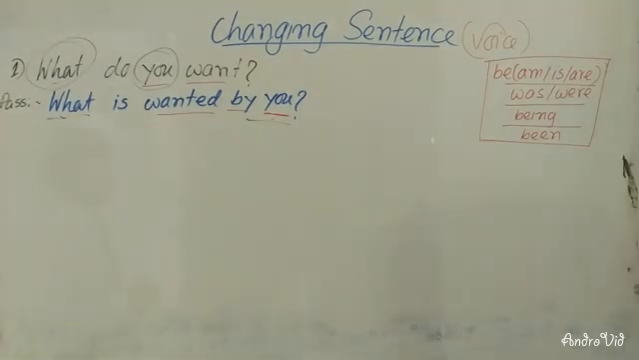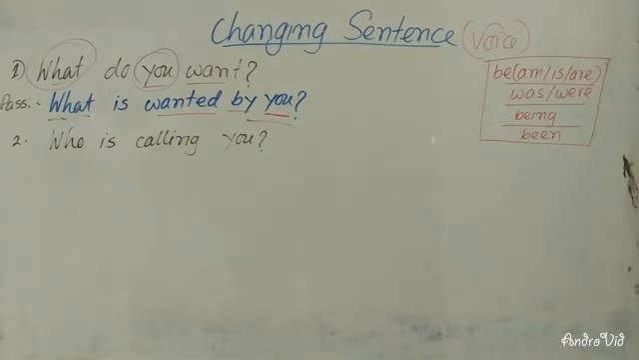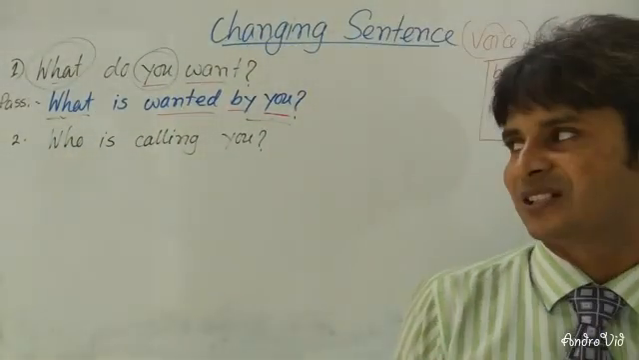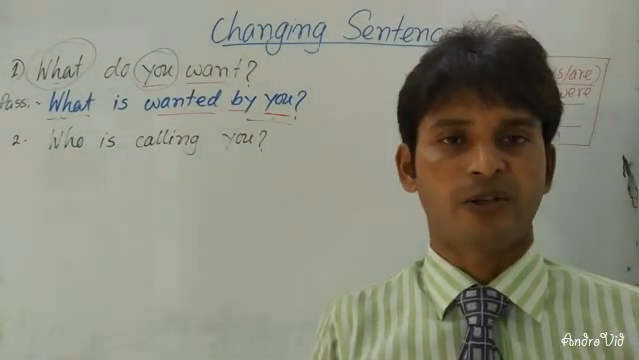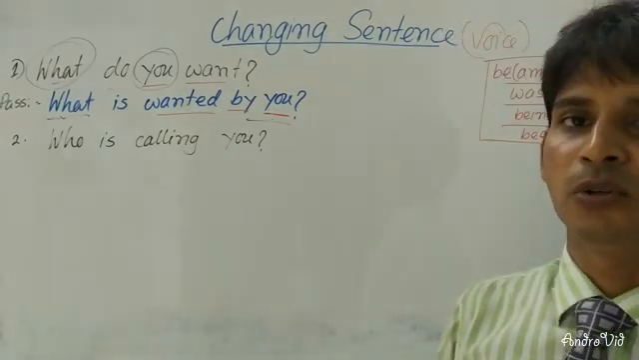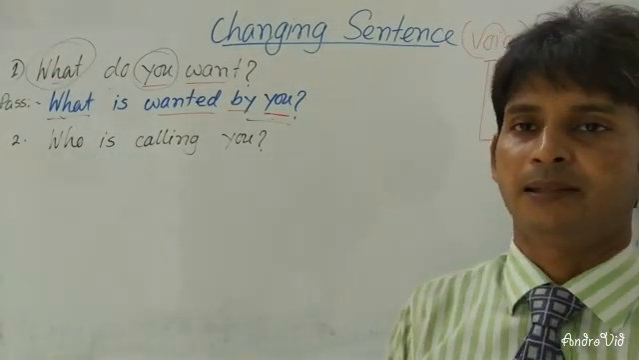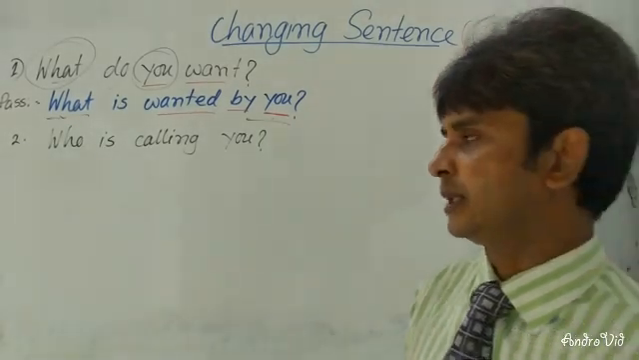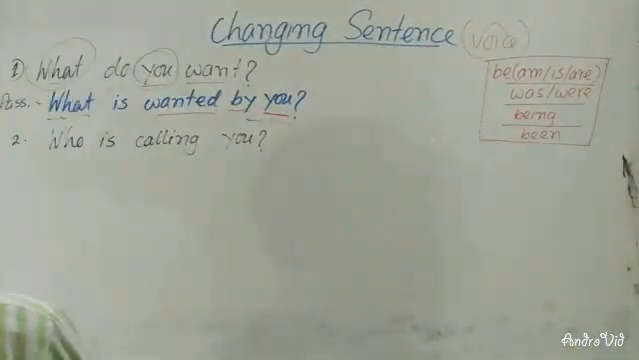Now I'm giving more examples to make it clearer. There is a sentence, who is calling you? Dear learners, you can see that it is the continuous tense, present continuous tense. Who is the doer here, and you is the object. So is calling is the verb here. So at first you will have to write.